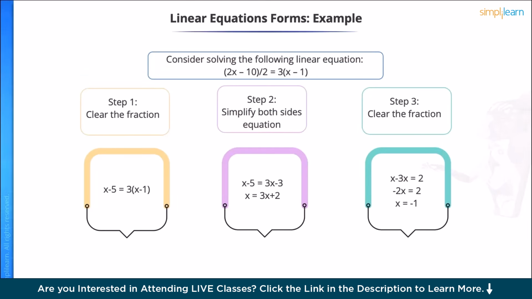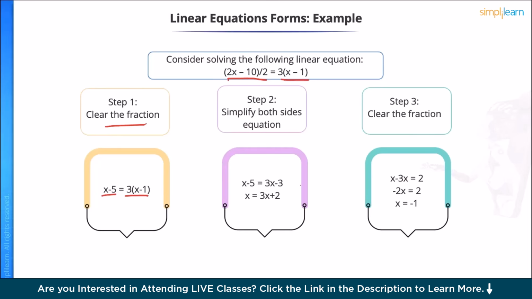Consider solving the linear equation given as (2x minus 10) divided by 2 equals 3 times (x minus 1). First, we will clear the fraction. On the left-hand side we have 2x minus 10 divided by 2. If from the numerator we take 2 as common, we are left with 2 times (x minus 5) divided by 2, hence x minus 5 on the left-hand side. On the right-hand side, we still have 3 times (x minus 1).